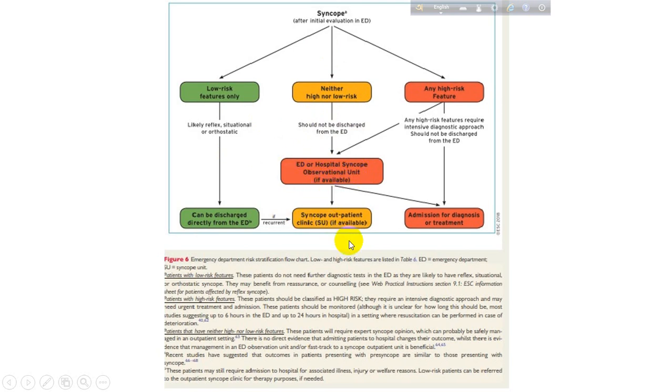And after evaluation and everything, the syncope outpatient clinic, they will follow up there. And also, if it is low risk and recurrent attack, they will be evaluated in the syncope outpatient clinic. And if there is a high risk feature, they should be admitted for diagnosis and treatment. Any high risk feature requires an intensive diagnostic approach, and the patient should not be discharged from the ED. So keep it in mind.